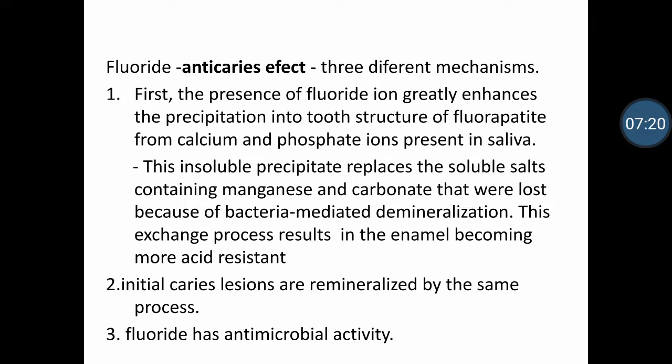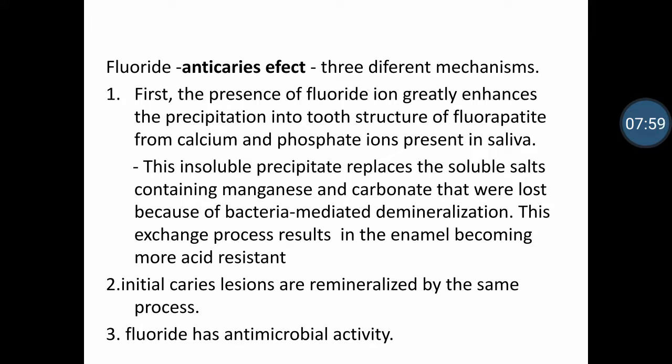Let us know how fluoride has an anti-caries effect. It acts by three mechanisms. The first and foremost is that fluoride causes the precipitation of calcium and phosphate in its presence. The calcium and phosphate ions present in the saliva tend to precipitate on the tooth surface, thereby forming fluorapatite. This fluorapatite is resistant to acid, because the calcium and phosphate occupy the space which has been vacated during demineralization by magnesium and carbonate, thereby making the tooth surface resistant to acid attack.